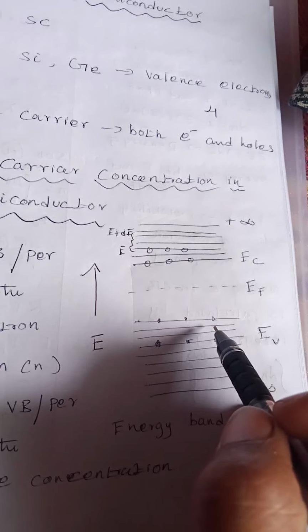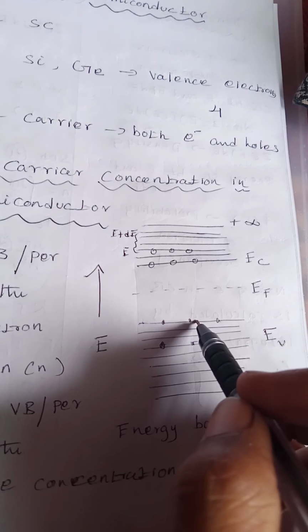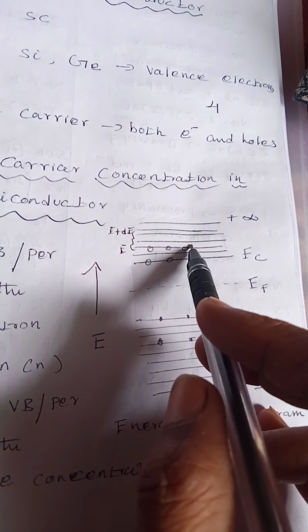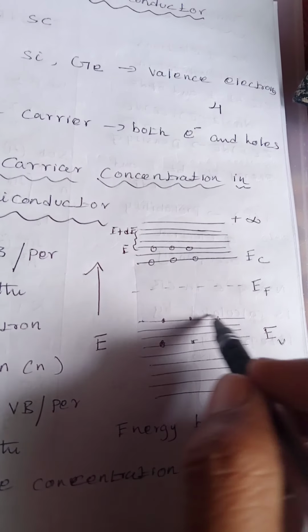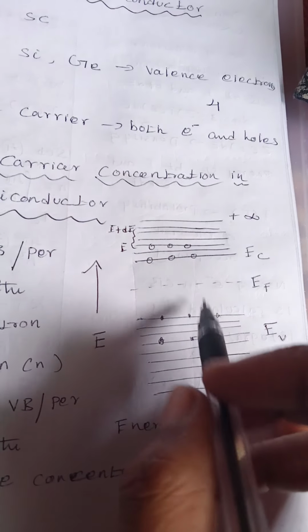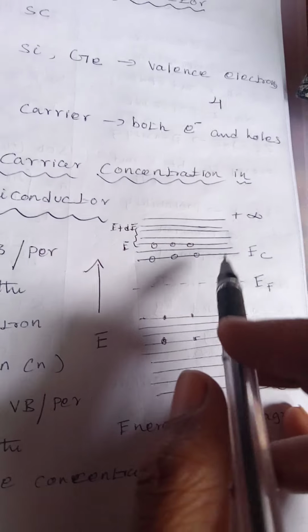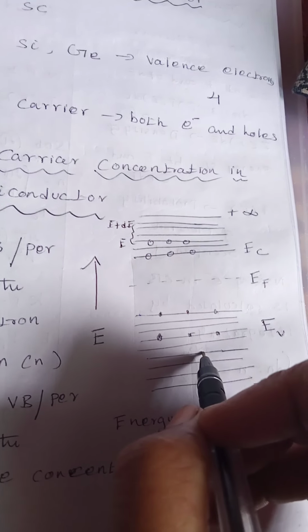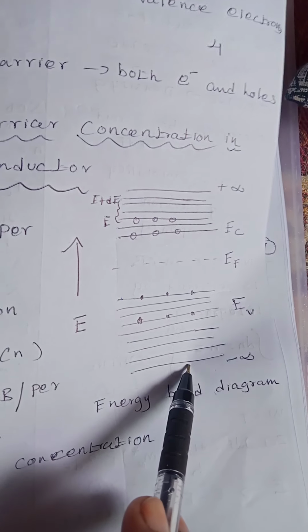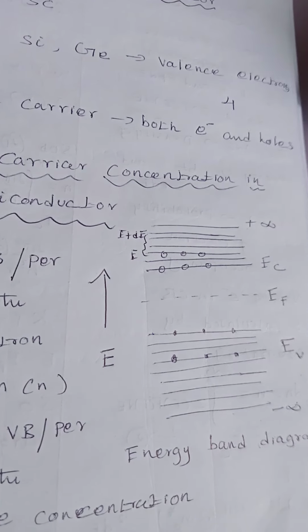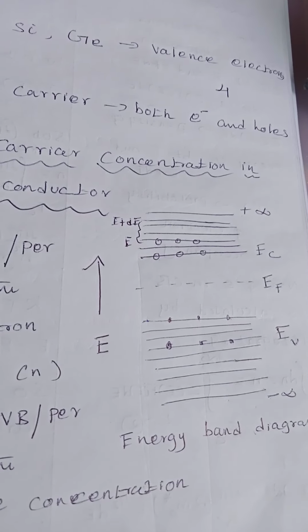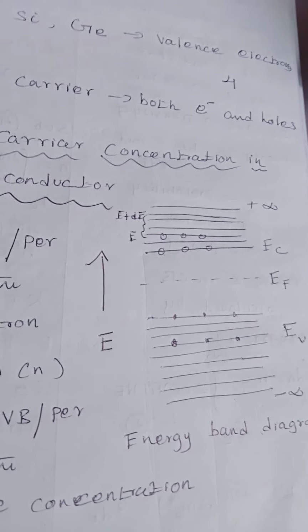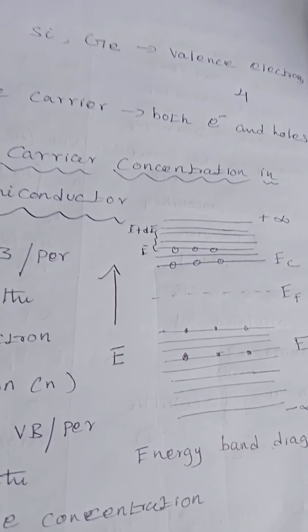After calculating the number of electrons in the conduction band and the number of holes in the valence band, we are going to add both of these so that we get the total number of charge carriers in the intrinsic semiconductor. This represents the energy band diagram of an intrinsic semiconductor. Now let us derive the carrier concentration in an intrinsic semiconductor. We will see it in the next video.